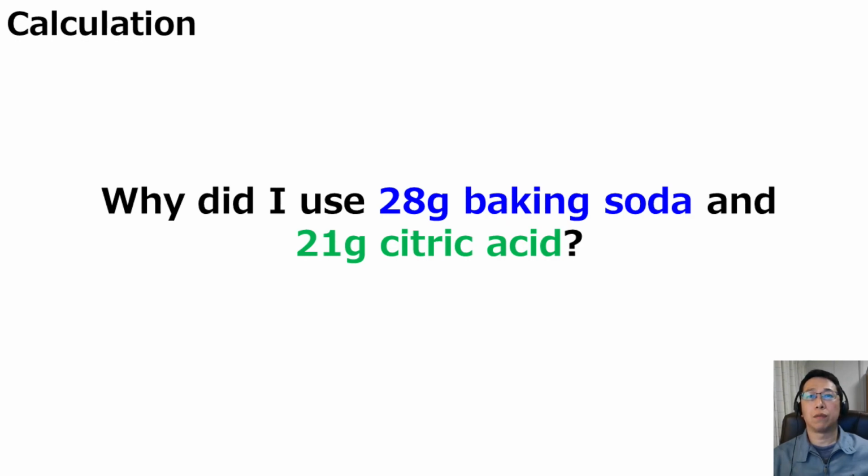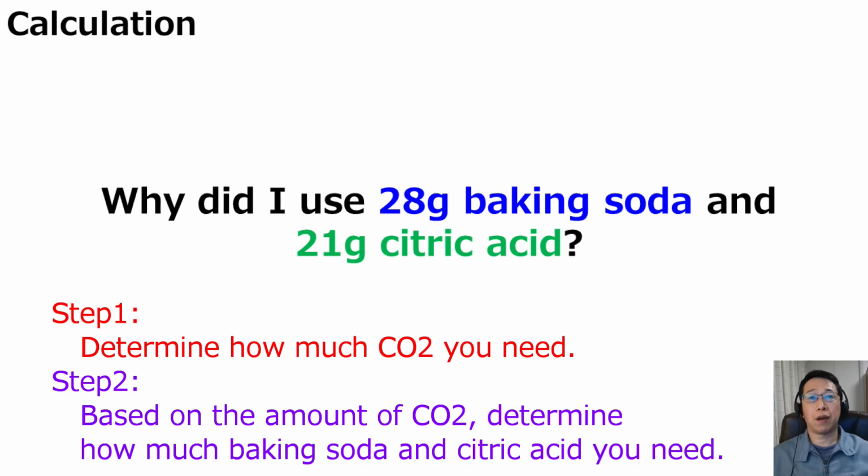Next, I'm going to talk about why I used the particular amounts in the demonstration: 28 grams of baking soda and 21 grams of citric acid. To answer this question, we need to do some calculation. The calculation is divided into 2 steps. The first step is to determine how much carbon dioxide you want to produce. And then based on the amount of carbon dioxide, calculate the amount of baking soda and citric acid you need.